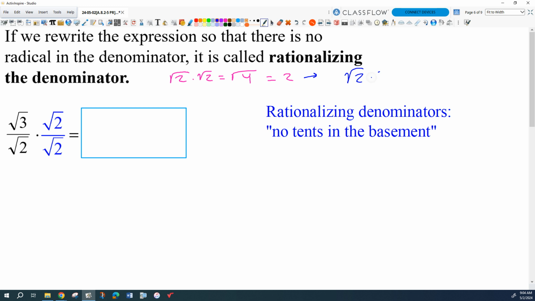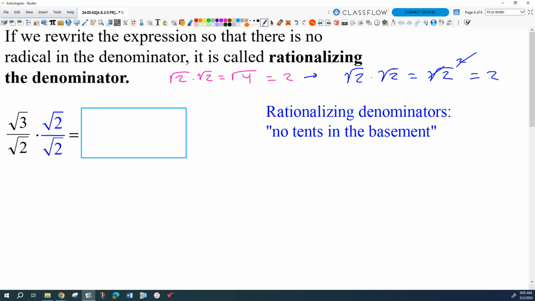The square root of 2 times the square root of 2 is the square root of 2 squared. Anytime I multiply something by itself, it squares it. What does a square do to a square root? Cancels it out, exactly. So we just end up with 2, right?